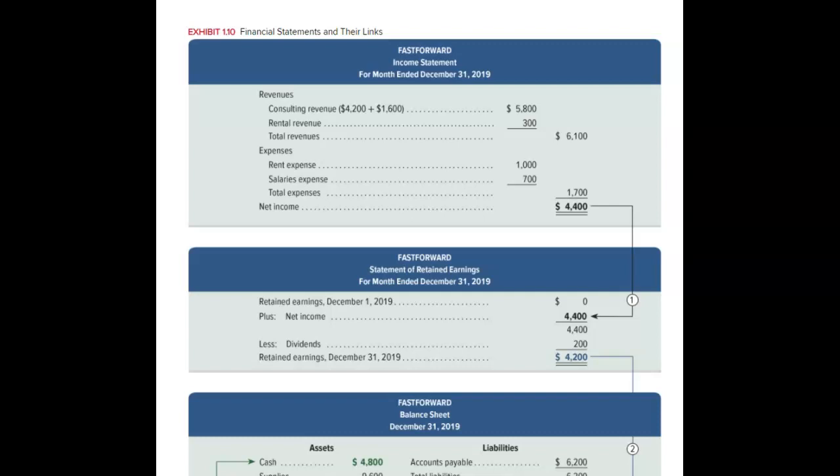Please pause this video for a minute and turn to Chapter 1, Exhibit 1.10 in your textbook to see examples of financial statements for Fast Forward. You can trace the balances reported in these financial statements from the ending balances shown in the worksheet on Exhibit 1.9 a few pages back in your textbook. Notice that Exhibit 1.9 is quite similar to the worksheet we recreated for Craven's.